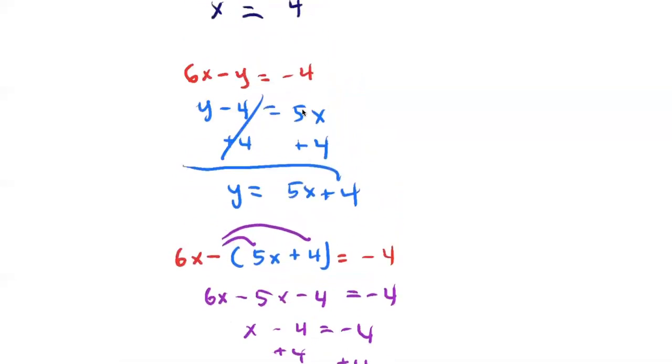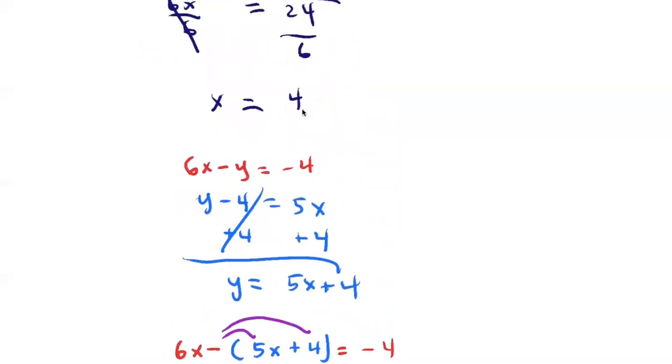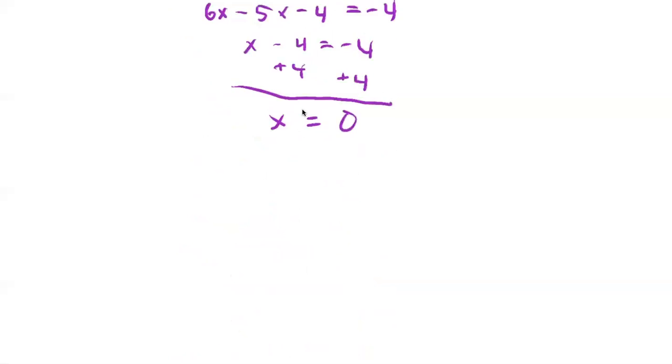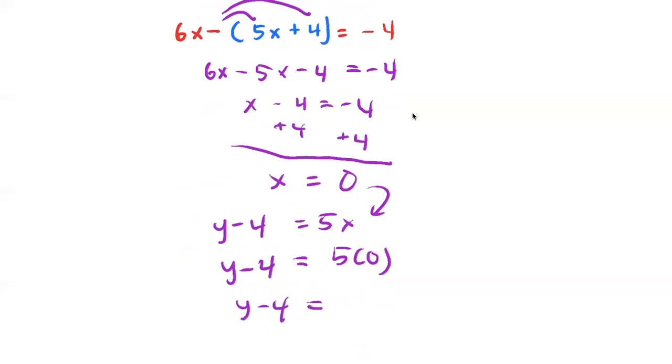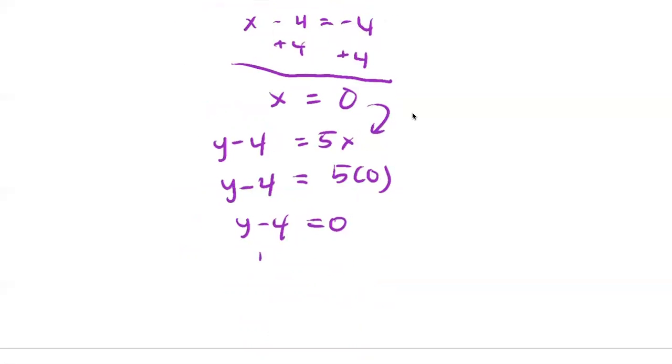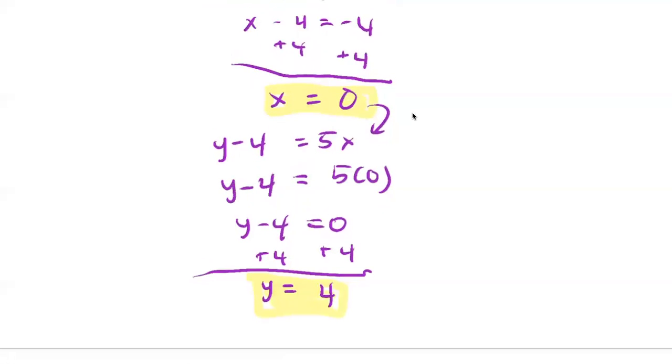Now let's plug this back into one of the equations to find what y is. Let's do the blue one, that looks a little bit easier. We have y minus 4 is equal to 5x, and we know x is 0, so let's plug that in. We have y minus 4 is equal to 5 times 0, and 5 times 0 is 0, so y minus 4 is equal to 0. The negative 4 is bothering the y, so let's add 4, and we get y is equal to 4. So we have x is equal to 0 and y is equal to 4. That's our value, or we could rewrite that in coordinate form as (0, 4).